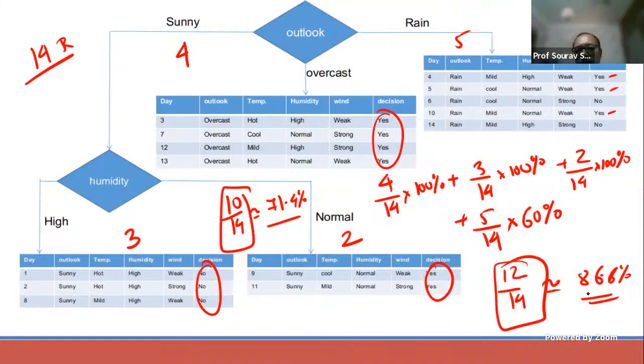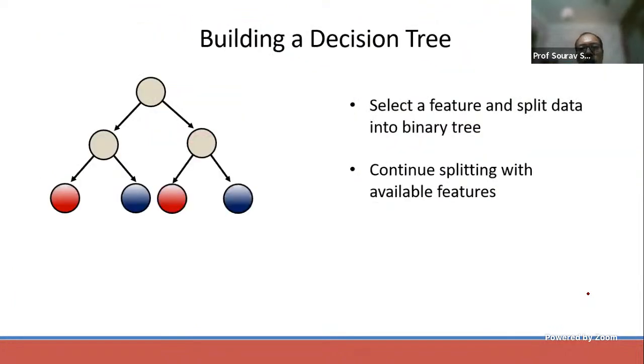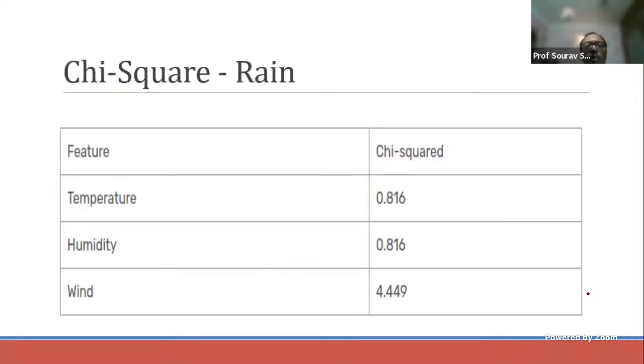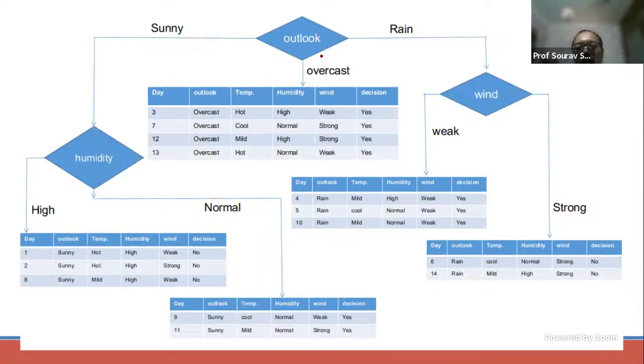Now still this rain part is there, right? Still we can ask more questions. And again, I'm not going through the process. So this is for the rain part. And you can see that the wind is coming as the most important variable, right? With the maximum chi-square value, right? I'm not showing you the calculation again. So now I split on the rain branch based on the wind. So wind weak, all yes, wind strong, all no.